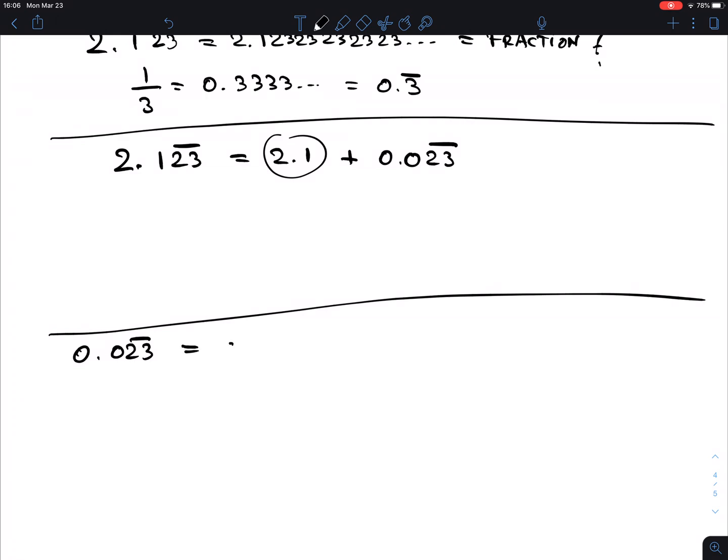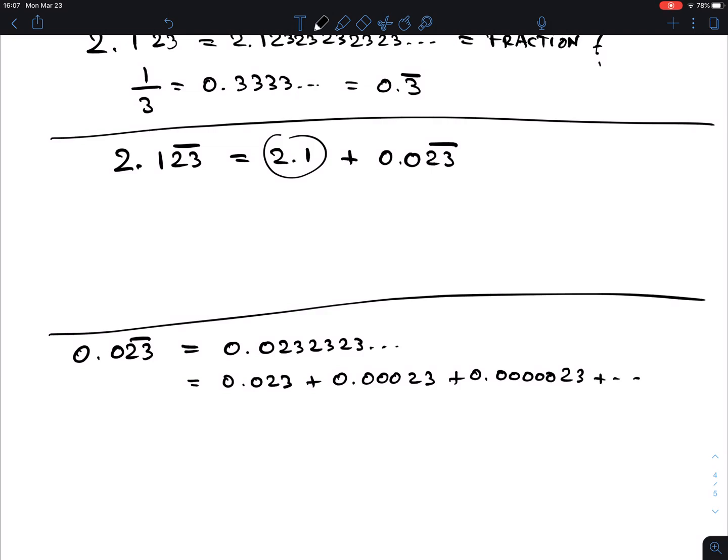Why is that? Well, let's write down what it means. It means this thing, and you keep writing 2, 3, 3, 3. So let's break it down in parts. This is 0.023. I'm looking at this plus 0.00023 plus 0.0000023 plus, and so on. Are you following this? If I add up all these numbers, I do get this one. You agree with me? Okay.